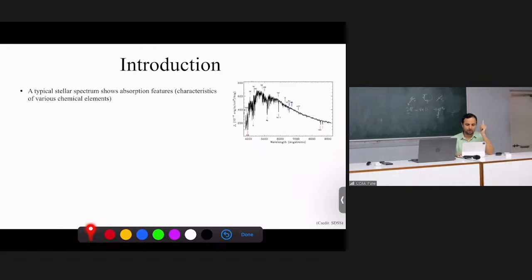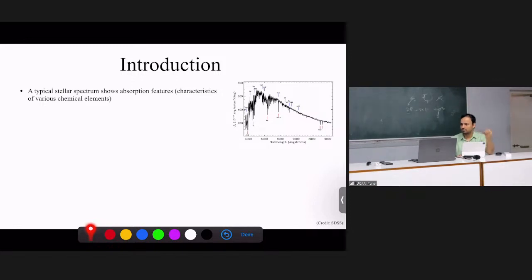Now, if we talk about the stellar spectrum, meaning the spectrum of a star, it typically shows absorption features. This also I have taught. Everybody knows? And these absorption features are the characteristics of various chemical elements present in the outer atmosphere of that star.